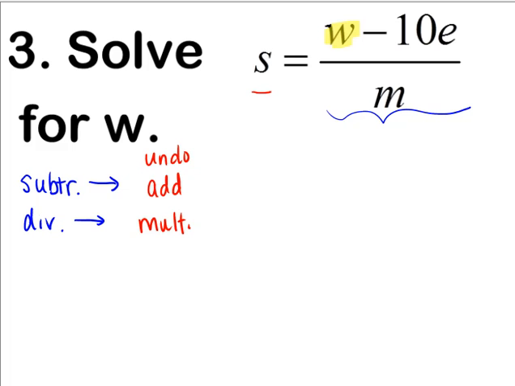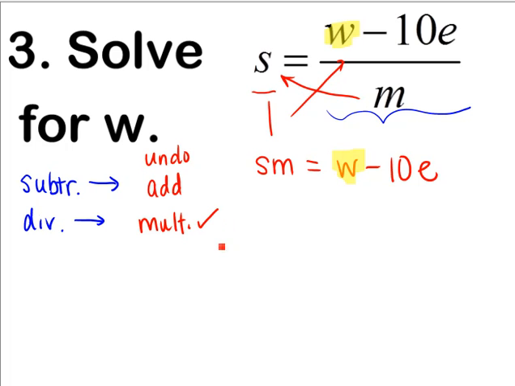As you guys know, I like to make things look like proportions, and I like to cross multiply. Or you can simply say you're going to times by m on both sides. M times s is sm, and then 1 times w minus 10e is w minus 10e. This w continues to be in the same spot.